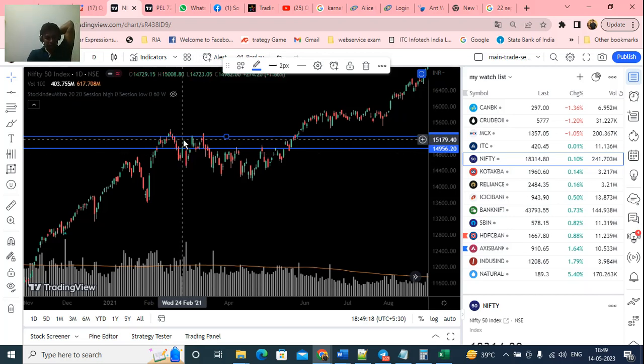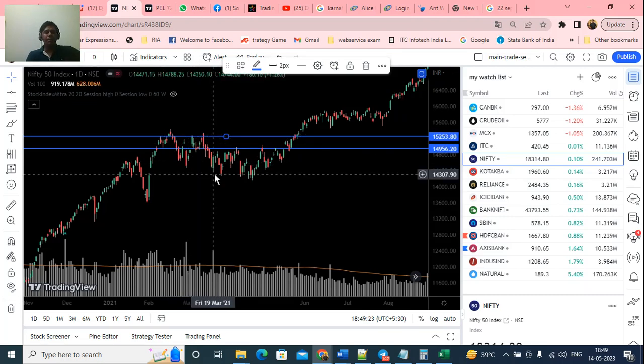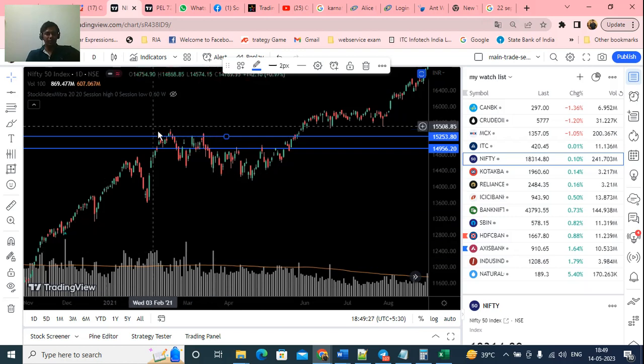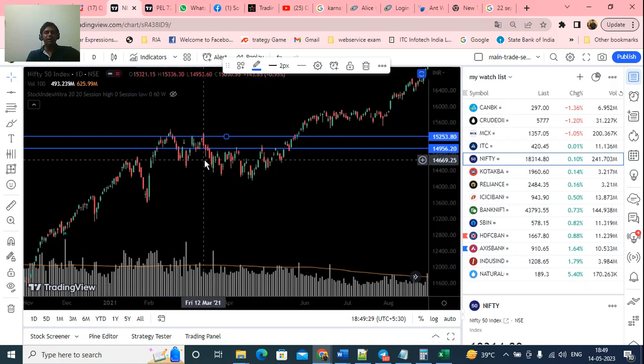Then pullbacks are happening, then again it comes back, then pullbacks are happening, then again it comes back. That short term trend has changed. Whatever upside was happening, that upside suddenly got stopped.